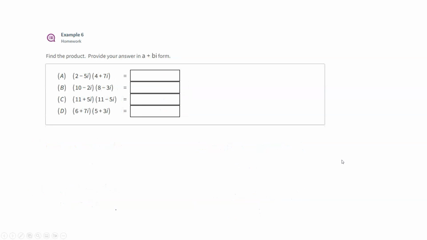In example 6, you're asked to multiply these complex numbers. So FOILing out 2 minus 5i times 4 plus 7i, you get 8 plus 14i minus 20i minus 35i squared. The minus 35i squared becomes a plus 35. And so 8 plus 35 is 43. 14i minus 20i is a minus 6i, so 43 minus 6i is the correct answer.